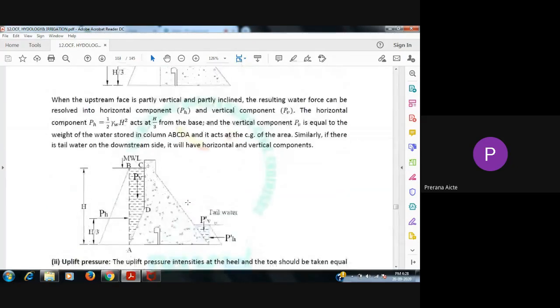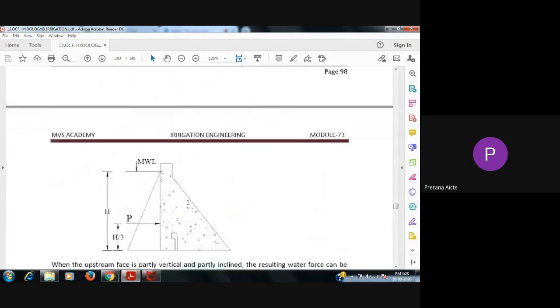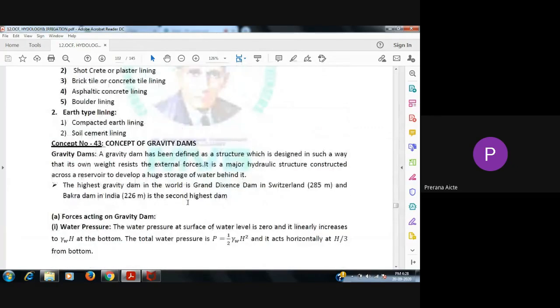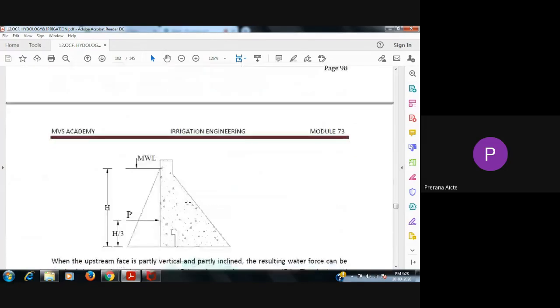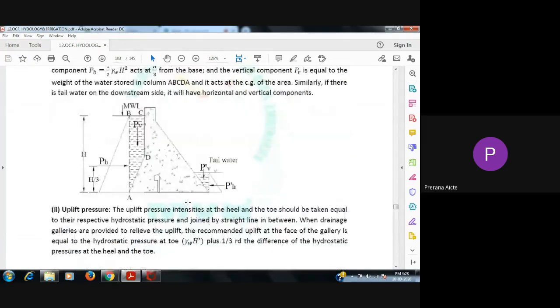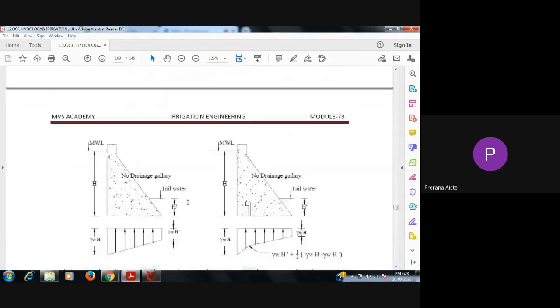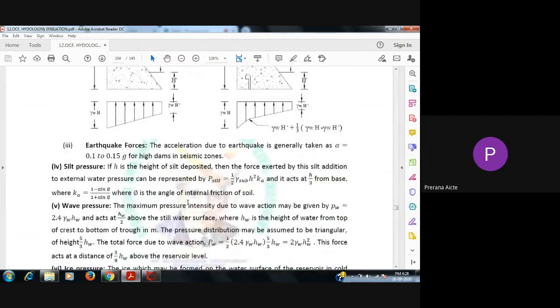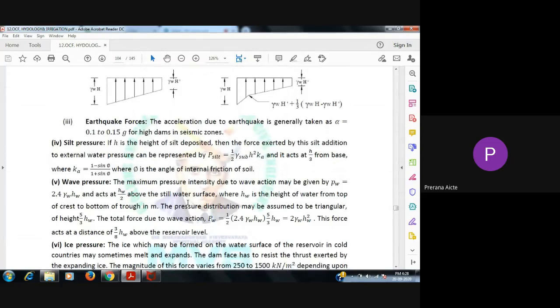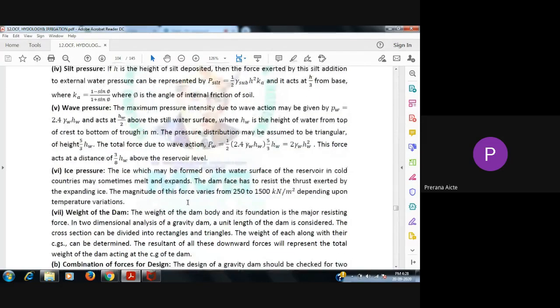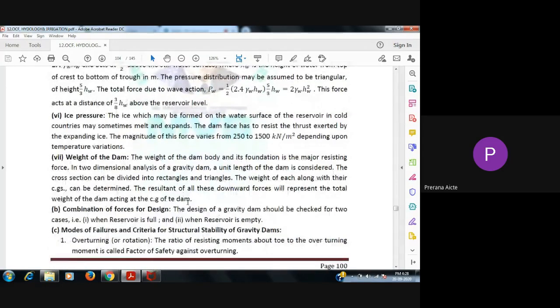Let's list out the various forces acting on a gravity dam. One is water pressure. Second is uplift pressure. Third, earthquake. Fourth, silt. Fifth, wave pressure. Sixth, ice pressure. Then the weight of the dam. That's all.